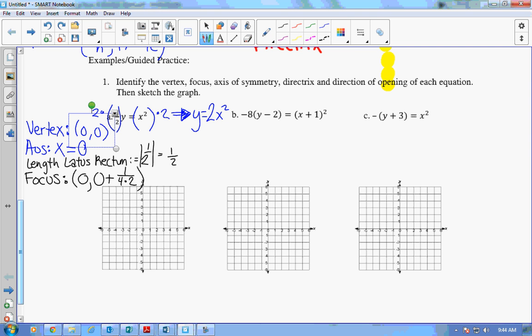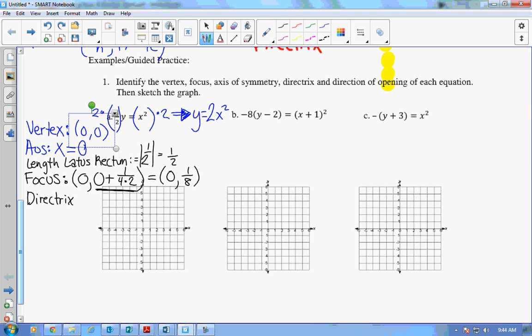So that means our focus is going to be at the point 0, 1/8, because 0 plus 1 over 4 times 2 is 1/8. And the last thing we need is the directrix, and then we can graph it and determine if it opens up or down.